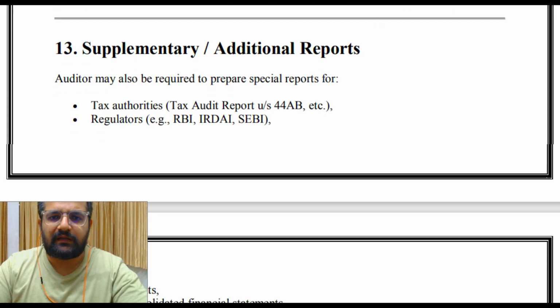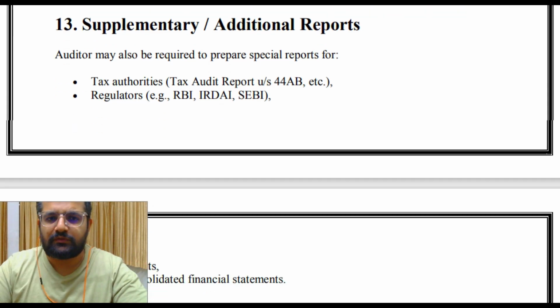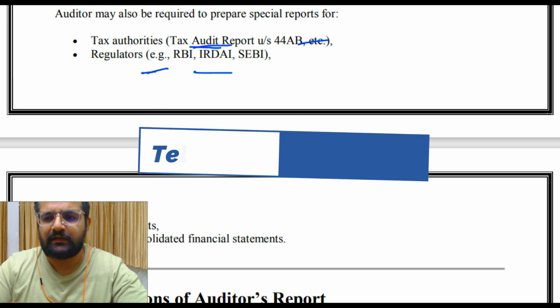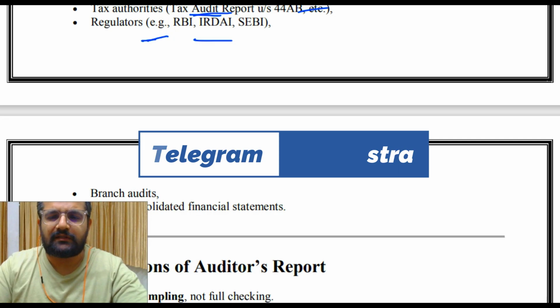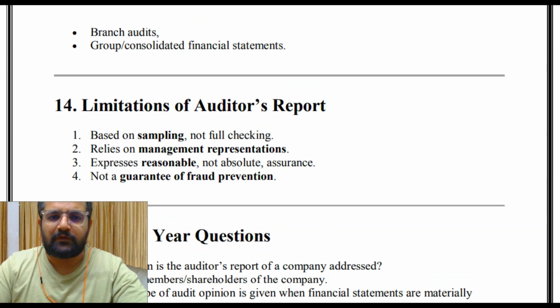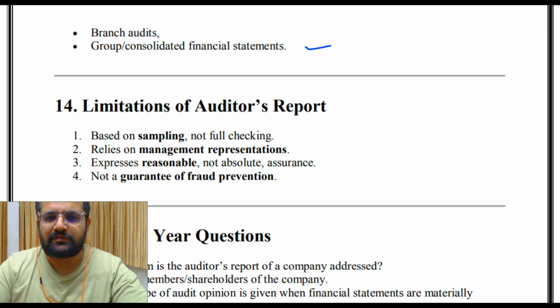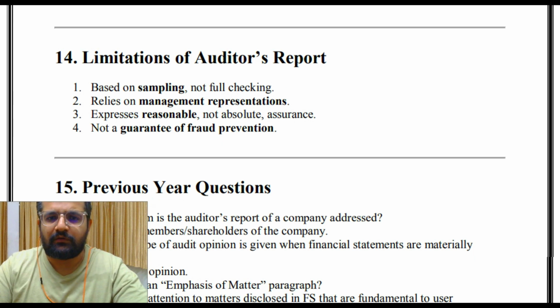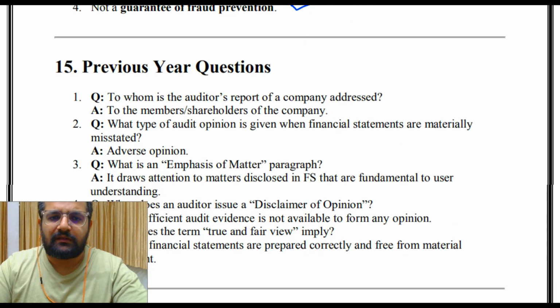Then supplementary, additional reports. The auditor may also be required to prepare special reports for tax authorities, such as the tax audit report, etc. Regulators, that is your regulatory bodies, IRDAI, Securities and Exchange Board of India, RBI, and so on. Branch audits, group consolidated financial statements. Then limitations of the auditor's report, very important. Based on sampling, not full checking, relies on management representation, expresses reasonable, not absolute assurance, not a guarantee of fraud prevention.